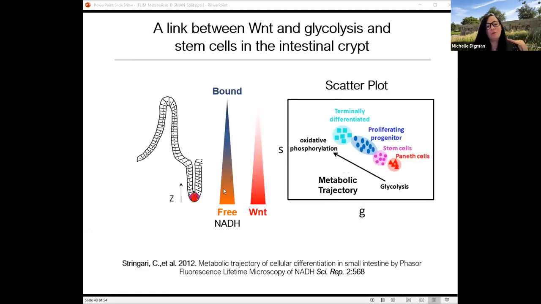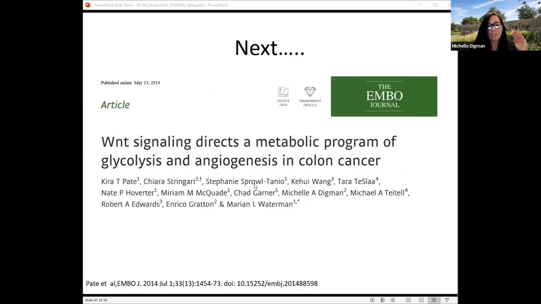So finally, this work showed that we can differentiate the cells in the tissue: Paneth cells, stem cells, proliferating progenitor cells, and terminally differentiated cells up at the top where they have this microvilli structure. And this correlates really well with Wnt signaling.